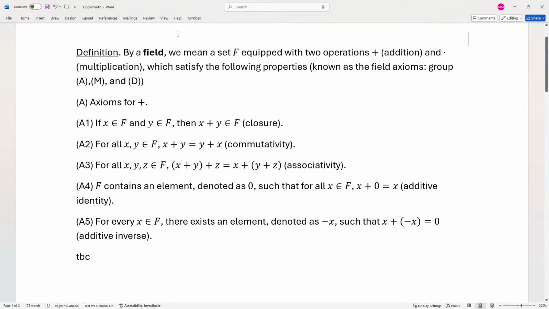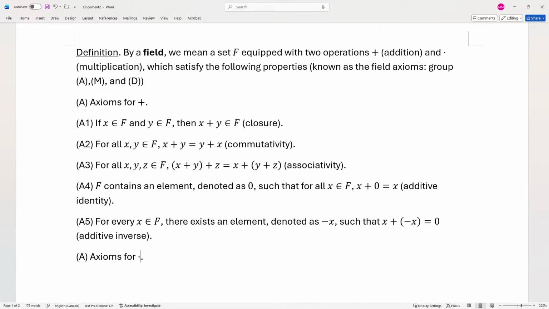By a field, we mean a set F equipped with two operations, addition and multiplication, which satisfy the following properties known as the field axioms. And they're grouped as A, M, and D. Last time we only had A, axioms for addition. So now let's keep writing the axioms for multiplication.